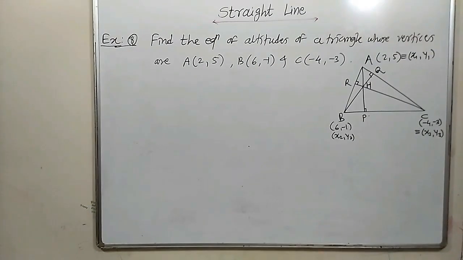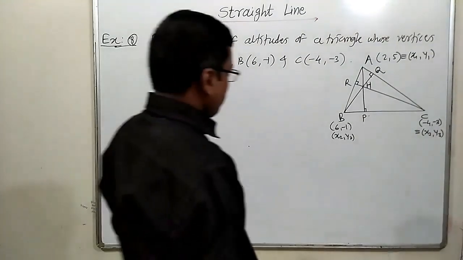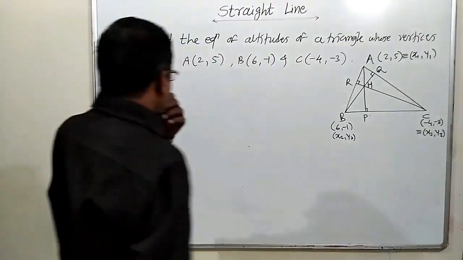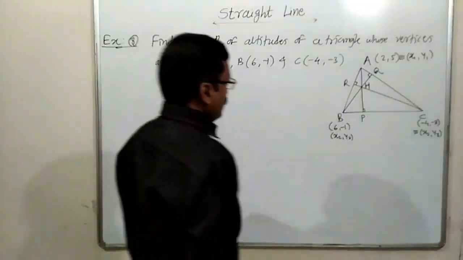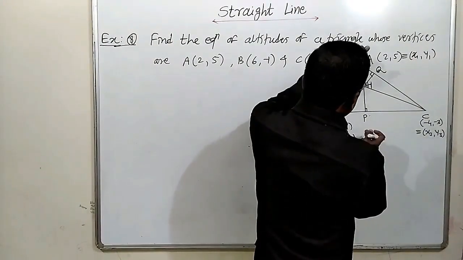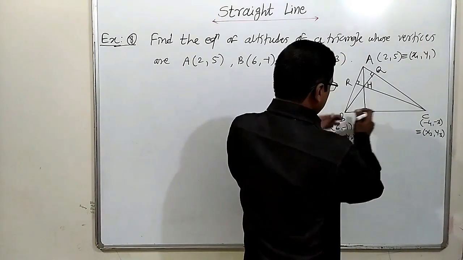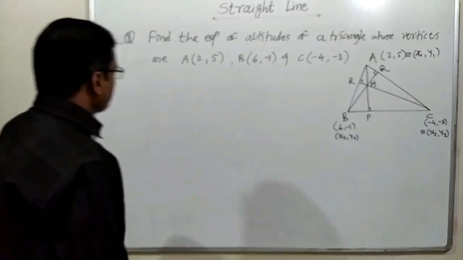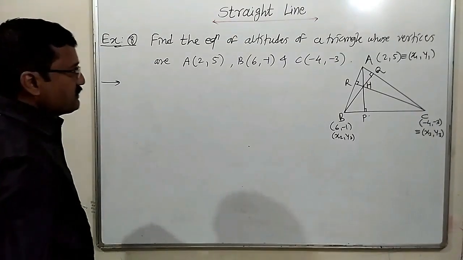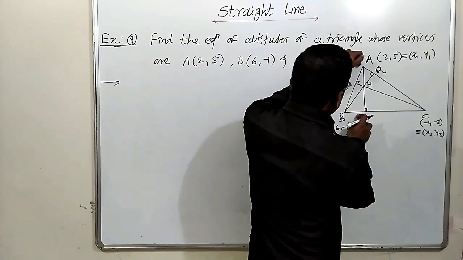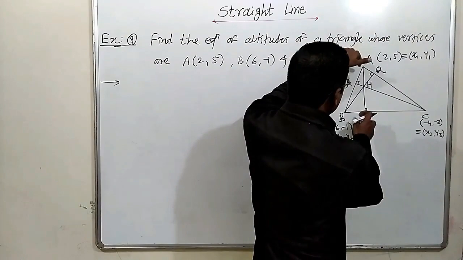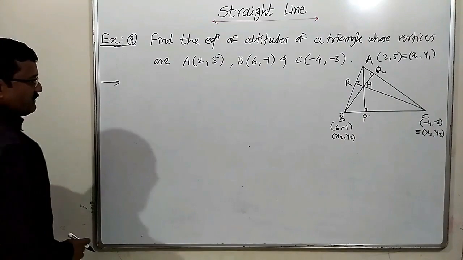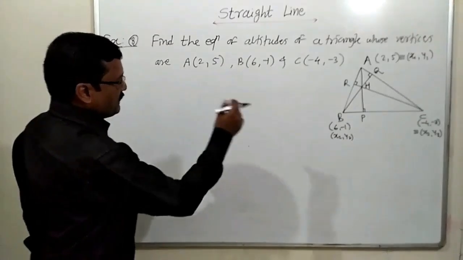Now P is the foot of the perpendicular or altitude, but we can't find the coordinates of P because the ratio is not given or it is unknown. But we can find the slope of line BC, and from that we can find the slope of AP because side BC and altitude AP are perpendicular to each other. So we can find the slope of altitude AP, and this altitude passes through point A. So using the slope point form we can write the equation of altitude AP. So let us first find the equation of altitude AP.